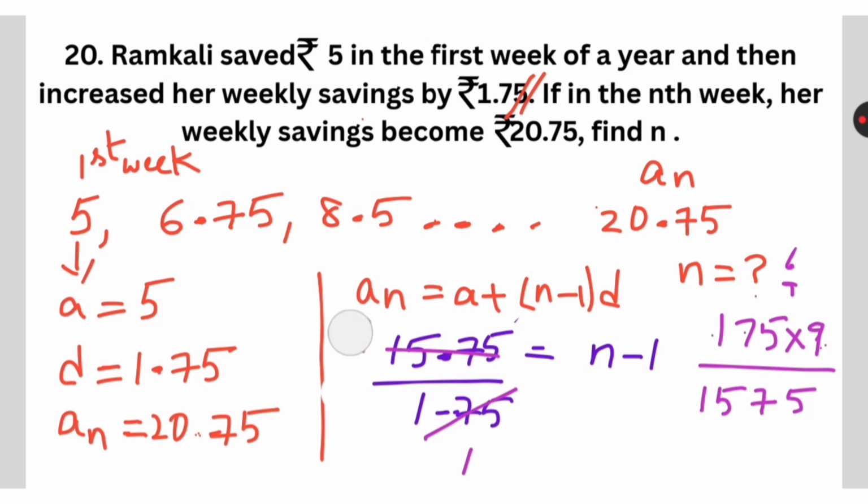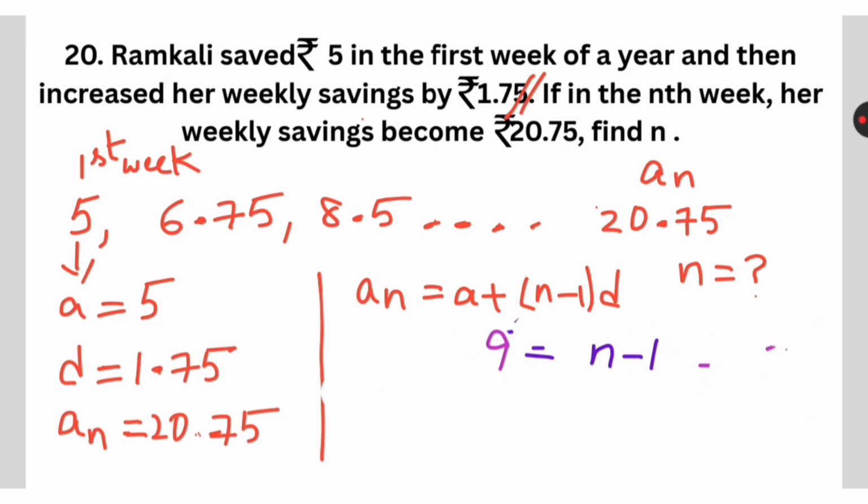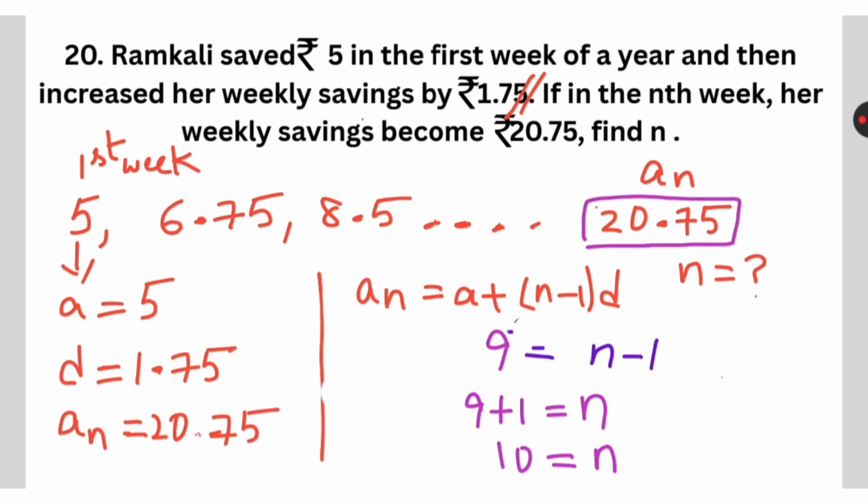So here we are getting 9. This minus 1 sent to the left hand side, so 9 plus 1 is 10. So in the 10th week we are going to get 20.75 rupees. So the answer is the 10th week.